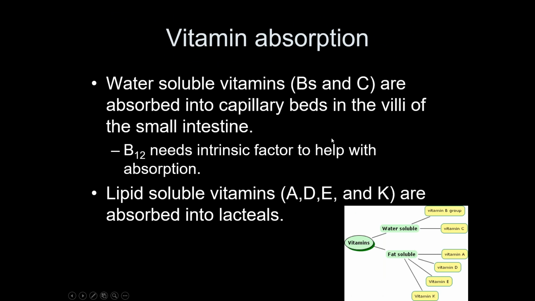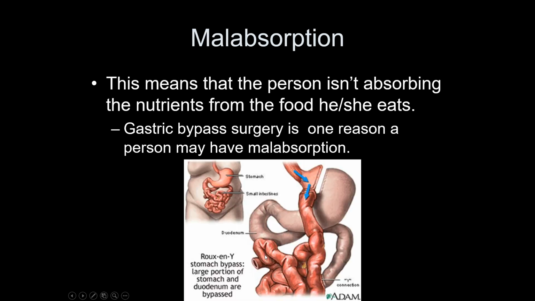Now, for vitamin absorption, I mentioned earlier there's water-soluble vitamins and there's lipid-soluble vitamins. They follow the same rules as those other nutrients. So your water-soluble vitamins are going to be absorbed into the capillaries and then taken to the liver. Do remember that B12 is special because it needs to have intrinsic factor in order for you to absorb it. Your lipid-soluble vitamins, though, are going to get absorbed with the fats into the lacteals. This picture shows you which vitamins are water-soluble and which ones are fat-soluble. So if you didn't know that from a nutrition course, you might go ahead and write that down too.